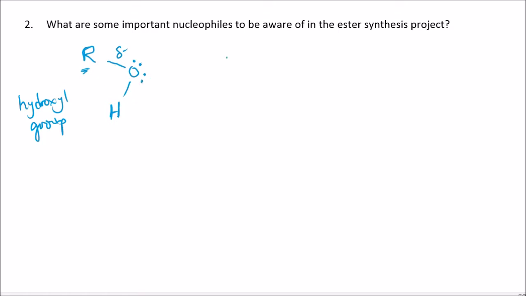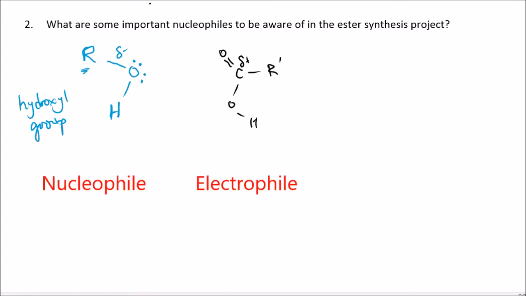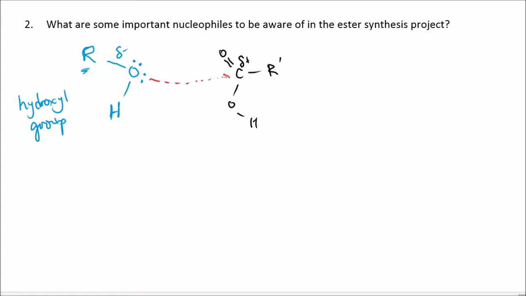And that will be something you're trying to react with a carbon species that is electrophilic, and that will be carboxylic acid. So here's a delta plus carbon, here's a delta minus oxygen that is primed and ready to have a reaction. So here, one of these lone pairs, doesn't matter which, can attack this carbon here to form a new bond. That's how you'll make an ester.